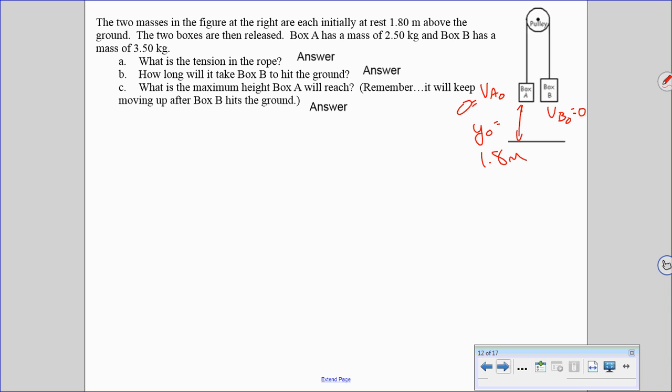So which one of these two boxes is going to be more affected by gravity? B is, right? So B is going to go down, A is going to go up, right? Okay, but B isn't in free fall, right? Because it's being sort of held up by the rope, right? And that same rope that's holding B up is pulling A upward, right?